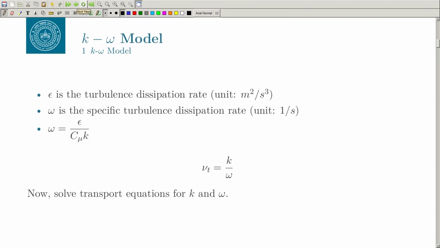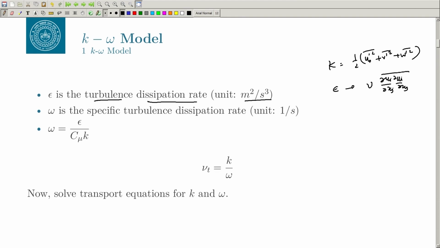As we know, we need two quantities to model the eddy viscosity, or the turbulent viscosity. In k-epsilon, K was the turbulence kinetic energy, given as half of u prime squared plus v prime squared plus w prime squared. Then we had the dissipation rate, epsilon, the turbulence dissipation rate, with unit meter squared per second cubed, which involved del u i by del x j times del u i by del x j. This represents how the dissipation is happening.